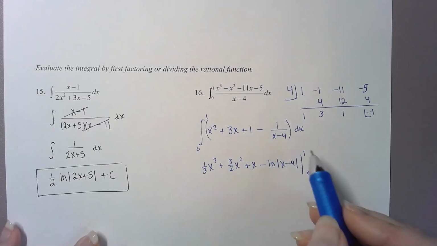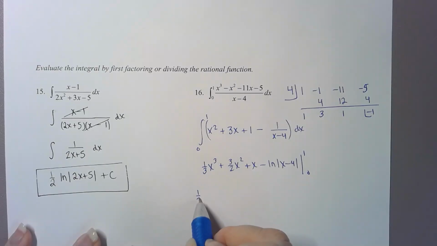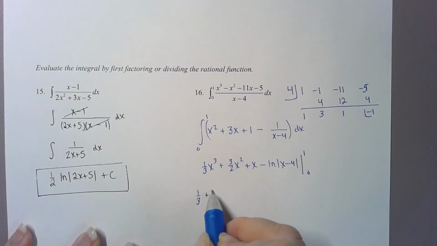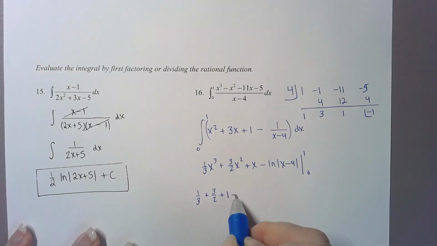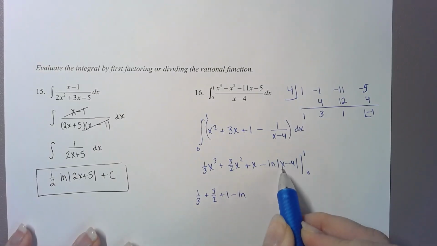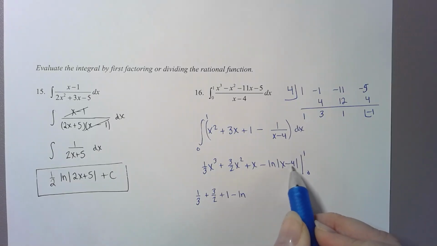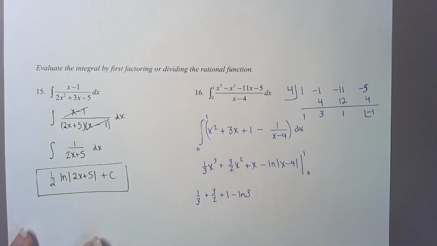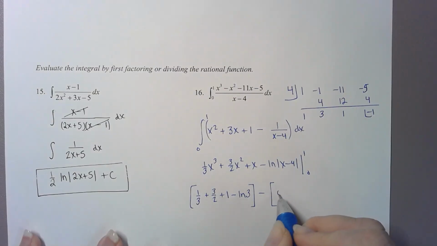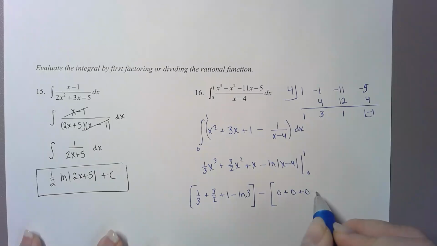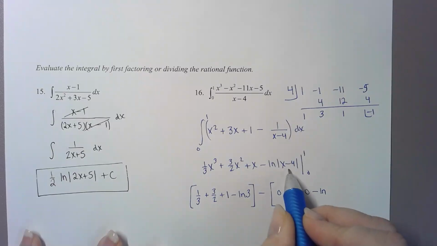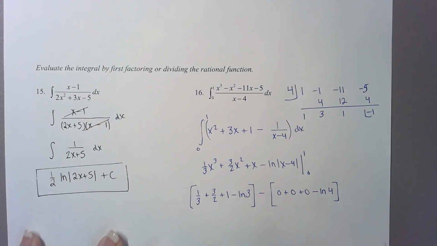Okay, here we go. Let's start by plugging in the 1. And when I plug in the 1, I'm just going to do it very literally. I get a 1/3 plus 3/2 plus 1 minus the natural log of, well, let's see, -3, but the absolute value would make it a positive, minus, and then I'm going to go plug in the 0, and I get 0 plus 0 plus 0 minus the natural log of, well, let's see, we'd have a -4, but we want the absolute value. And you can leave it like that, and great, right?